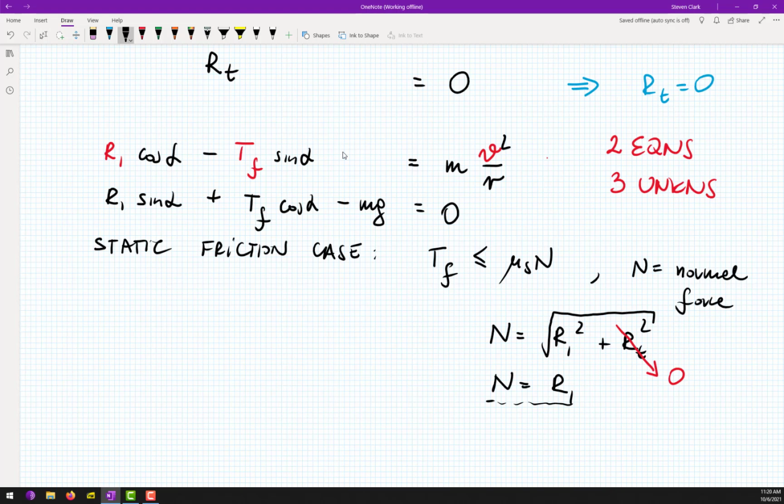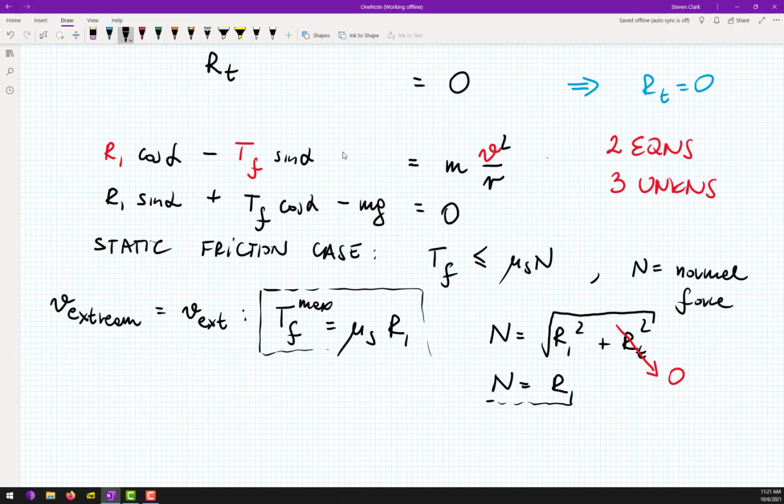And the second thing is that we are looking for V extreme, yeah? They ask us to find V minimal or V maximal, yes? V extreme, or I will call it just V ext. So for this case, our TF has to have maximal value. TF max is equal to mu s R1, because we are looking for the extreme value of velocity. And that's it. Sam solved that problem basically. Because thanks to him, we have 3 equations and 3 unknowns.